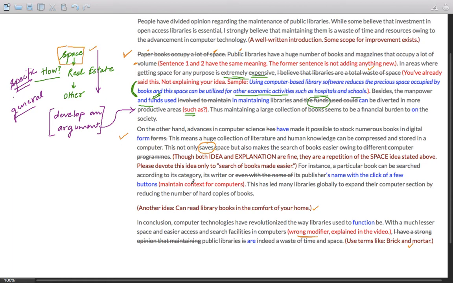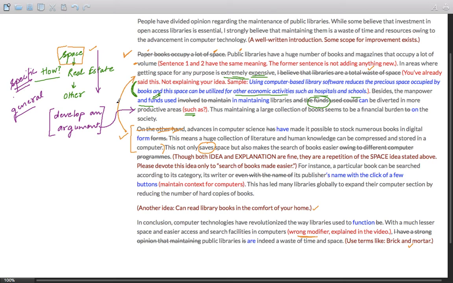Use another idea. Okay, now please note the first two sentences. Let me read them for you. "On the other hand, advances..." There is no need for "on the other hand". You're not changing your opinion. "Advances in computer science have made it possible to stock numerous books in digital form. This means a huge collection of literature and human knowledge can be compressed and stored in a computer." So this is basically saving of space, and it should have been written over here.